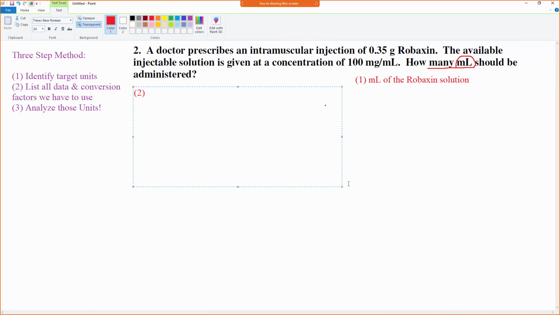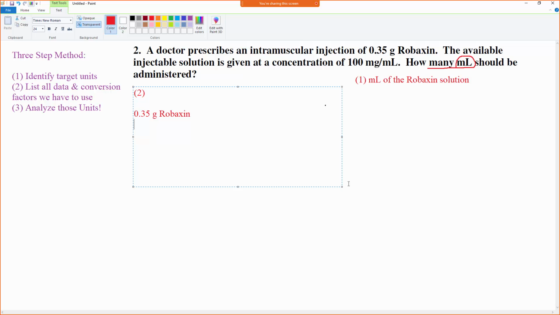What did they give us? Yep, we know we've got 0.35 grams of Roboxin. You'll notice that I'm including both the measurement units of grams and the identity units of Roboxin here. Okay. And that's not equal to something. That's not a conversion factor. That's just a thing that they gave you. So it's just one piece.